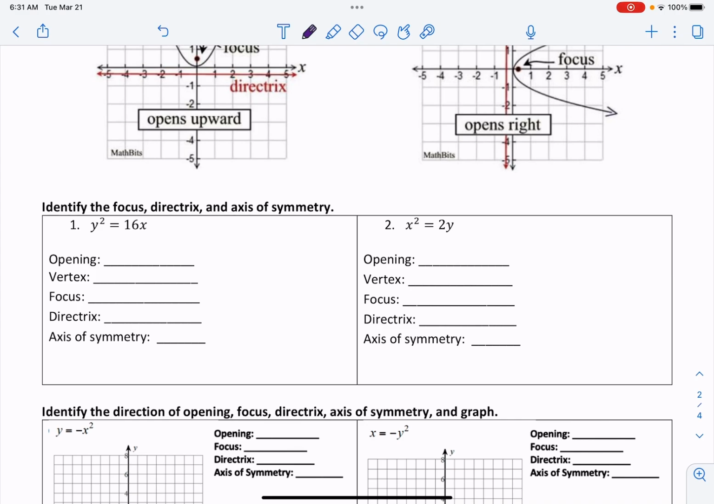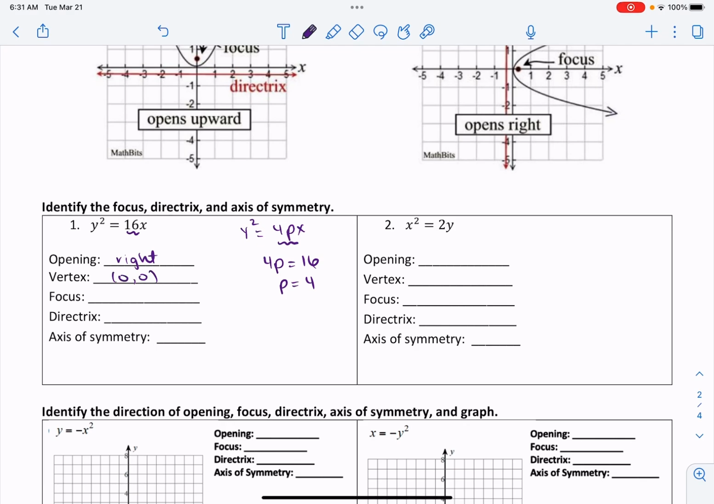Okay, so the first thing we're going to do is find out what p is to know if it's going to open right or left. Now notice this 4p is actually 16. So 4p is equal to 16, p is equal to 4. Since p is positive, this is going to open to the right. The vertex is still going to be at 0, 0.